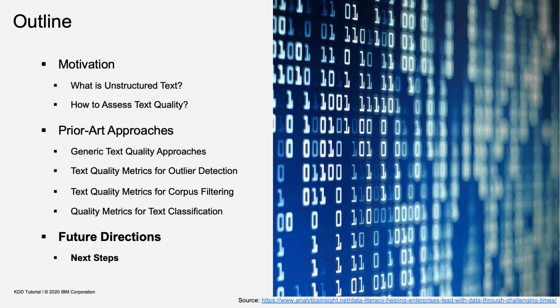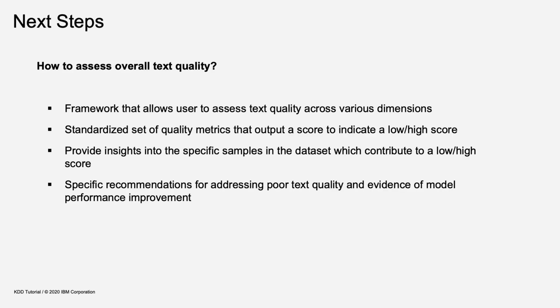We have now seen the different properties of text data that can be analyzed to measure its quality, and the different approaches that have been explored in prior art to address some of these. We will now take a quick look at the current state of affairs and the future directions in this domain. One of the important questions that is still an open research problem is how do we assess the overall text quality? Since problems to measure text data quality are so diverse, one possible solution is to design a framework that allows a user to assess the text quality across various dimensions.